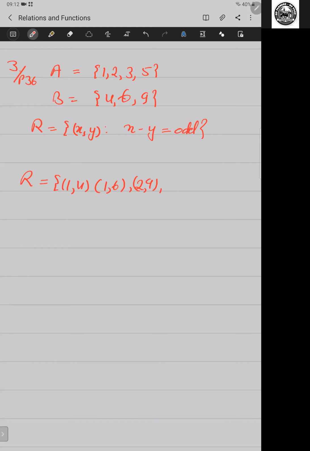Difference must be odd. Now (3, 4), (3, 6). Now the difference will be odd. (5, 4), and last will be (5, 6). So these are the elements in which the difference will remain odd and the two numbers are like this way. So it is written in the roster form. If they are going to ask us, if it is not asked.